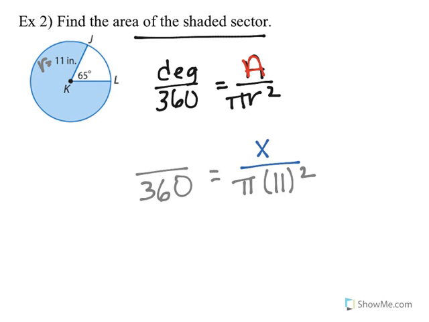Here's my only issue. I am finding the area of the shaded region. If you notice, they give me the angle associated with the unshaded region. So how am I going to figure out the angle of the shaded region?